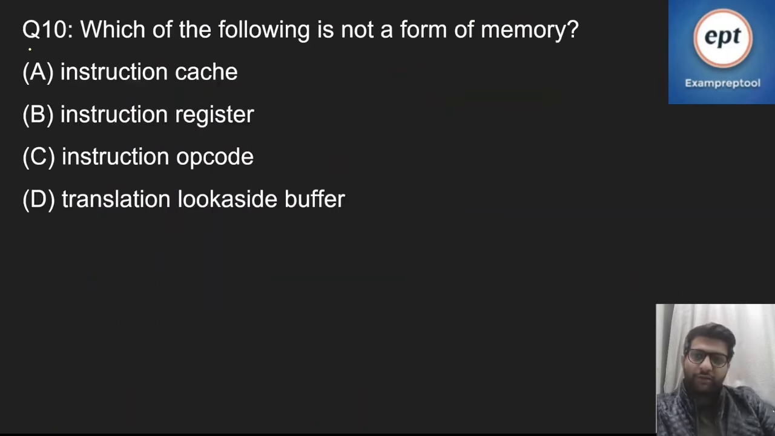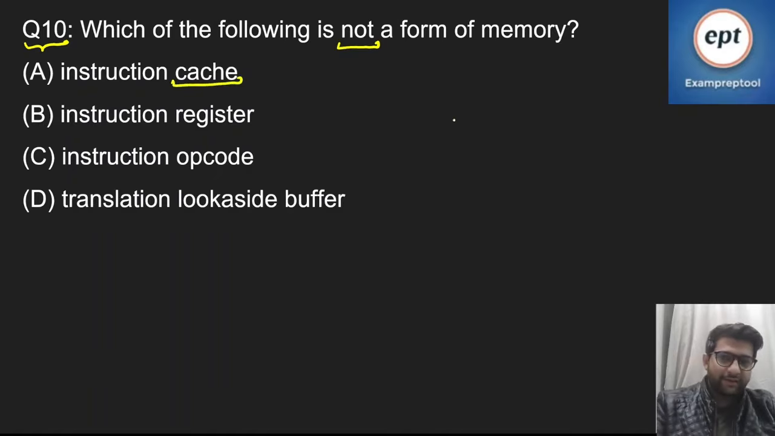So let's move to question number 10. Which of the following is not a form of memory? Option A is the instruction cache. Let's say we have a for loop which, let's say, increments I.